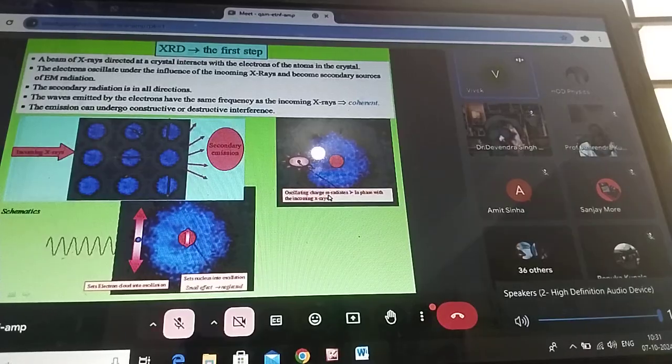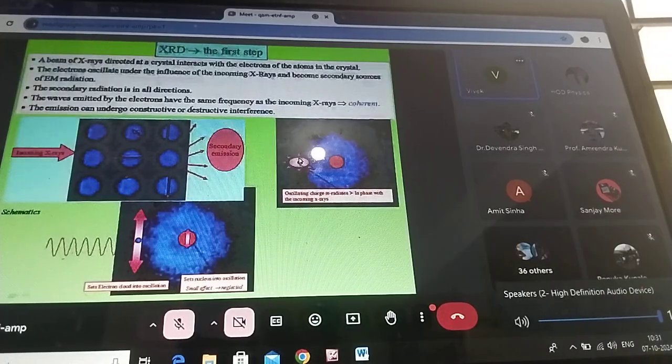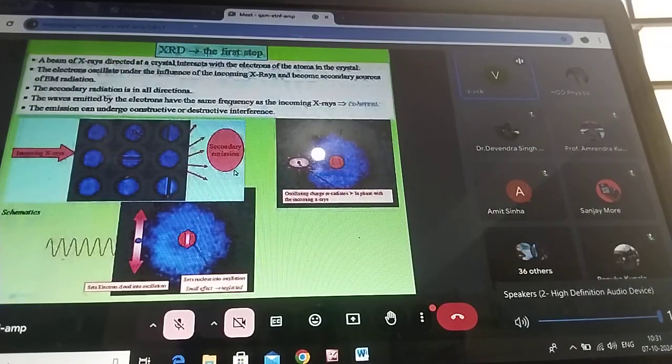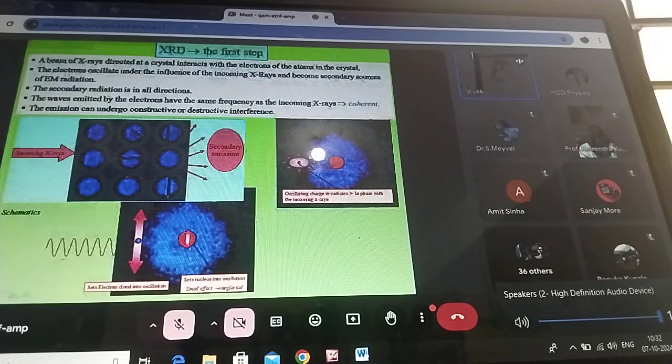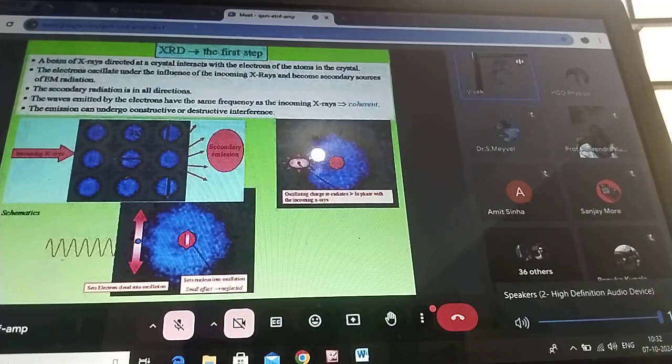These radiations, generated due to oscillation of the charged particles, are what we get as scattered radiation from every electron. Diffraction happens wherever these radiations reinforce each other, and where they interfere destructively we get nothing, so we get a very strong peak.